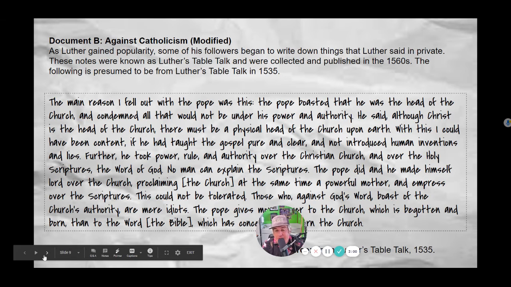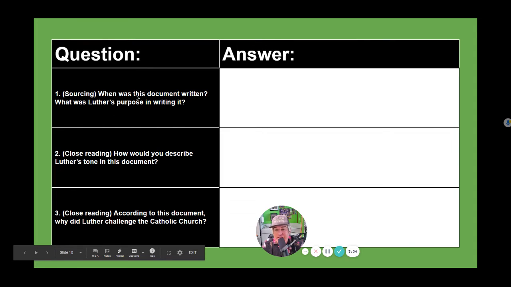Here's your next document that you're going to read, or listen to and read. And when you're done, you have the same questions to write. When was the document written? What was Luther's purpose in writing it? How would you describe his tone? Again, how do you think he was feeling? What do you think his personality was? What was he thinking? According to this document, why did Luther challenge the Catholic Church? Same questions as the last time. Again, when we analyze documents, sometimes we want to look at the same questions throughout all of the documents.